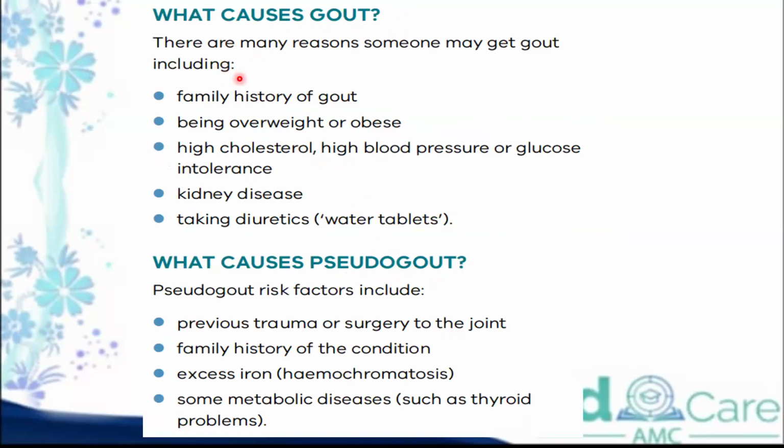For gout, normally they have a family history, obesity, hypertension, DM, dyslipidemia, kidney disease, and they may be on thiazide diuretics. But in pseudogout, it could be a past history of trauma, family history, hemochromatosis, and other metabolic diseases such as thyroid diseases. So don't go directly by these. You will have some questions giving you these features, but they'll give you an X-ray of pseudogout.